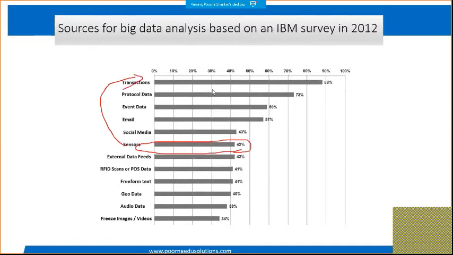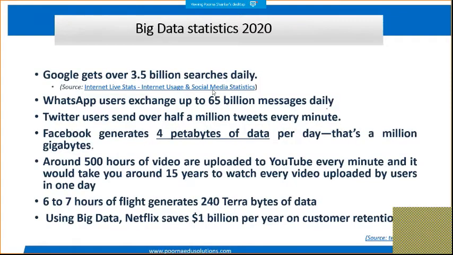Sensor has taken up the top priority today. Even RFID is taking 41% and geodata 40%. Now, the entire graph has just reversed. The social media, earlier it was 43%. Now, I would say IoT is 88% and social media is 73%. That is the kind of revolution that has happened.